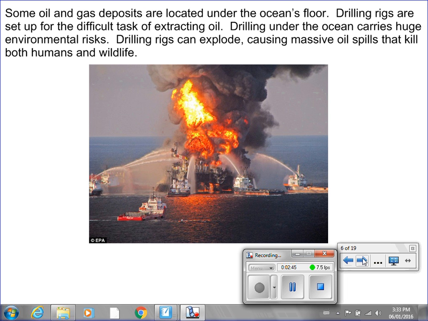Some oil and gas deposits are located under the ocean's floor. Drilling rigs are set up for the difficult task of extracting oil. Drilling under the ocean carries huge environmental risks. Drilling rigs can explode, causing massive oil spills that kill both humans and wildlife. And certainly, fires like the one you see in this image here are not easy to contain, and they are certainly not easy to put out anytime soon.